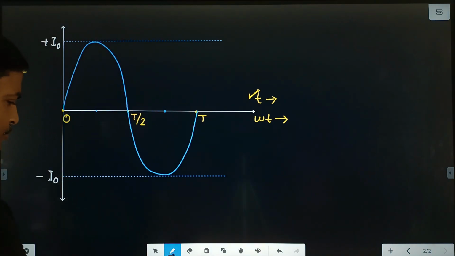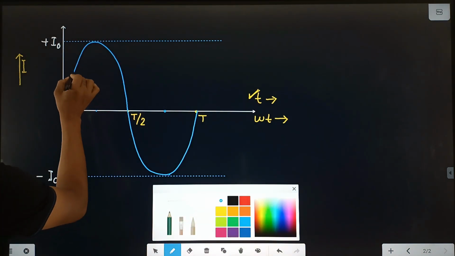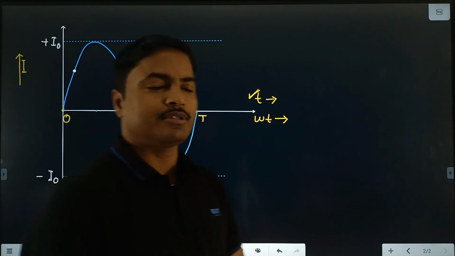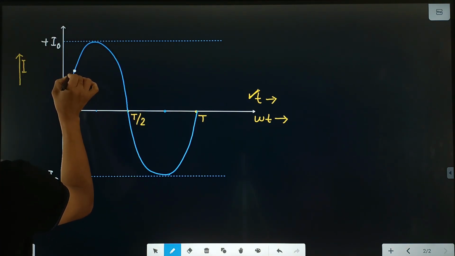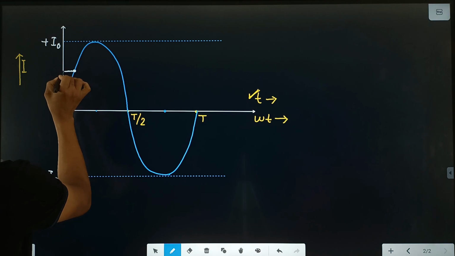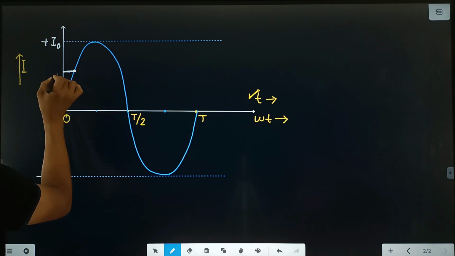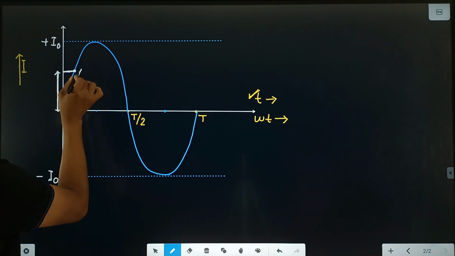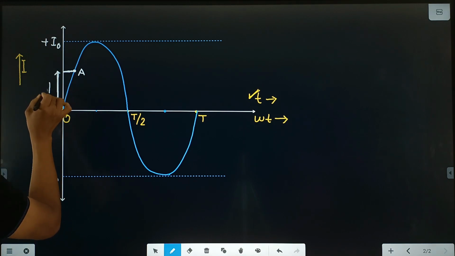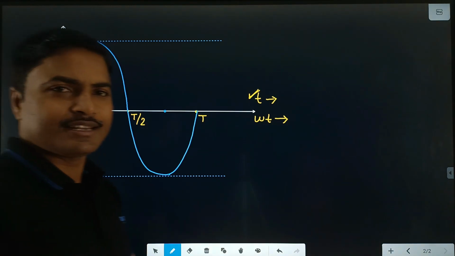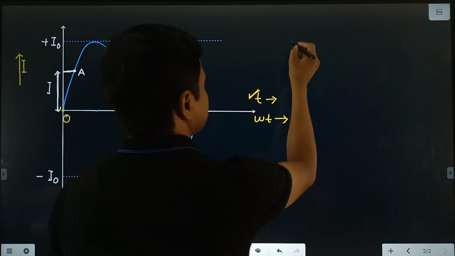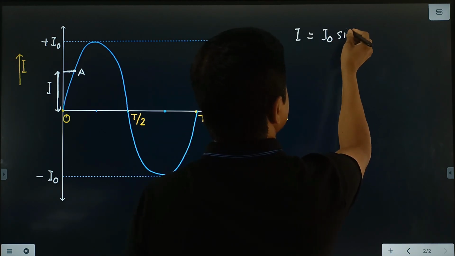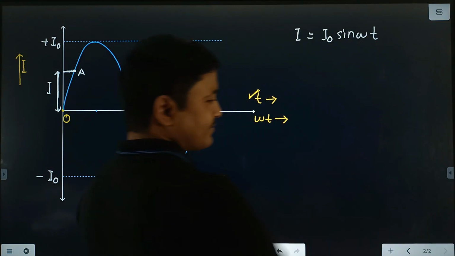And here suppose you take a point at any time, this is the point, and at this point what is the magnitude of the current? Simply we draw a perpendicular to the current axis, and this is the magnitude of the current at this point. At this point, suppose the point is a, and this current we simply write I, that is the instantaneous current. For instantaneous current you know the expression: I is equal to I0 sin omega t.